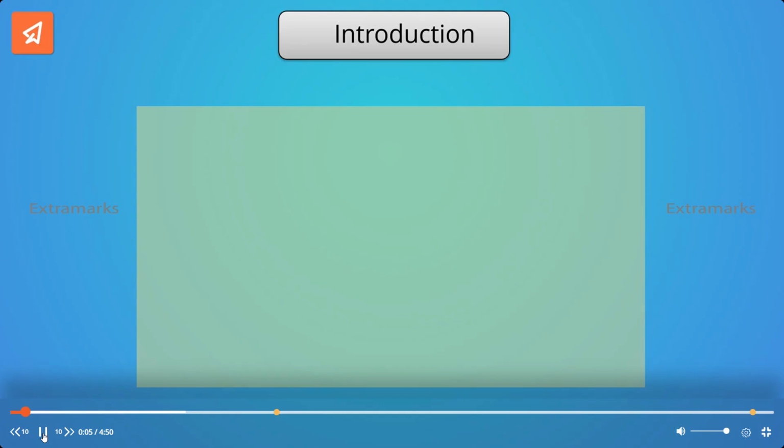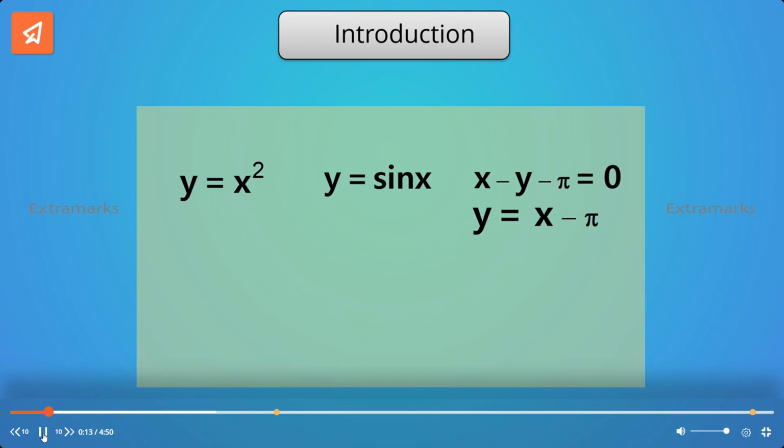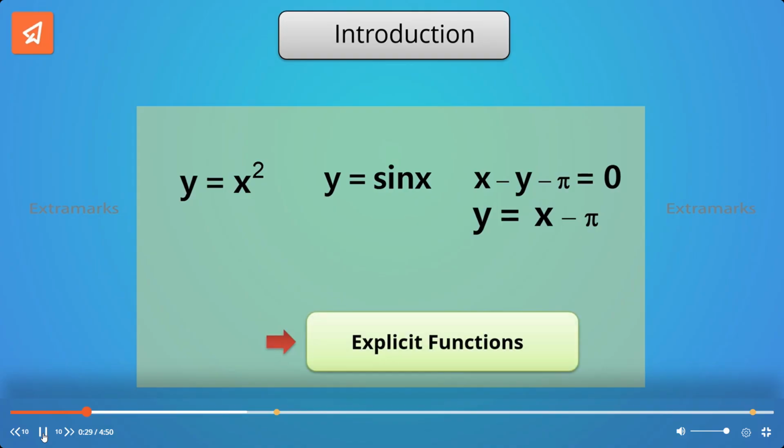Until now, we have been differentiating functions like y equals x squared, or y equals sine of x, or x minus y minus pi equals 0, which we can rewrite as y equals x minus pi and then differentiate with respect to x. Whenever a relationship is expressed as y being equal to a function of x, we call such a function an explicit function. But it is not always necessary that functions can be expressed in this form.